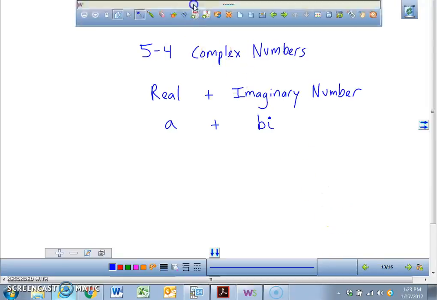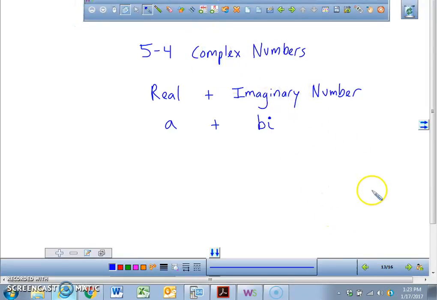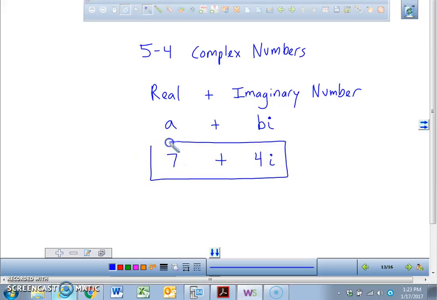All right, guys. Today we're going to be talking about complex numbers. When you have a real number, give me just a real integer, say the number 7. Good. And then if we added to 7, let's say 4 and the letter I, this would be an example of a complex number. This is the real component, and this component is called the imaginary component. So that's the imaginary number.